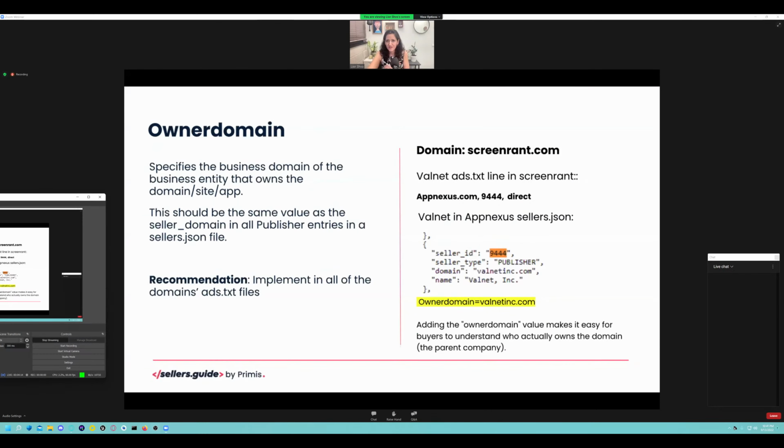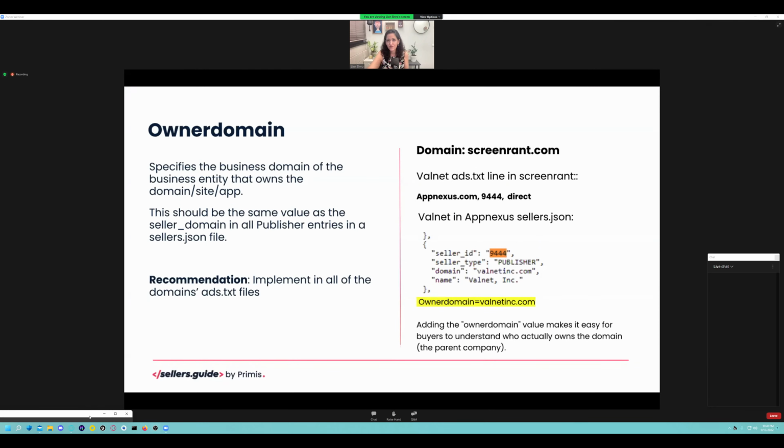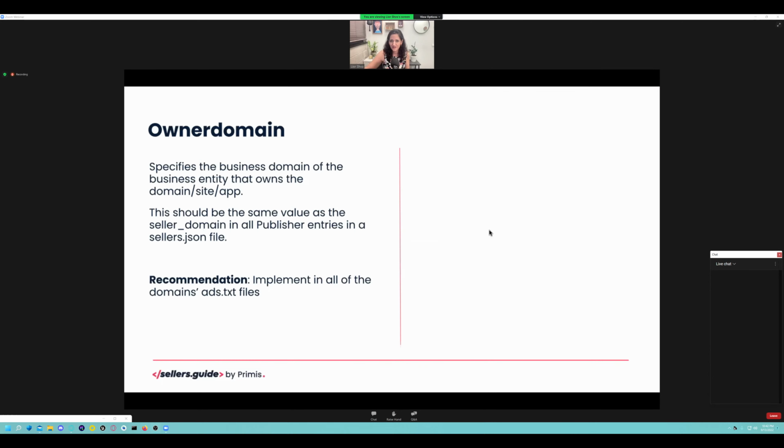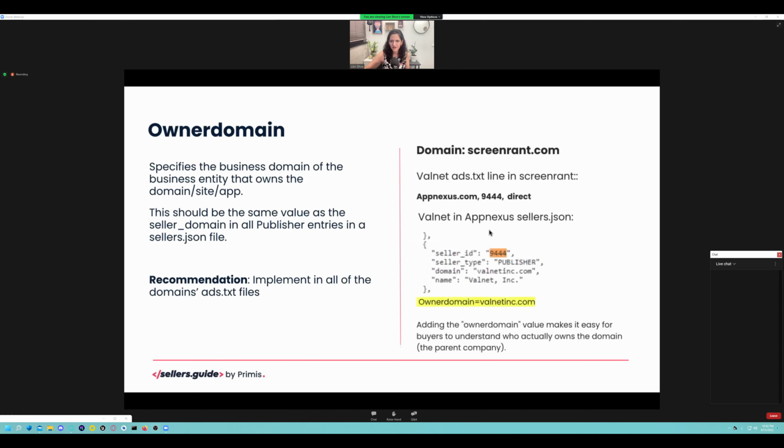So in this case, we see the domain, which is screenrant.com. And this is a domain that belongs to a company called Valnet Inc. And you can see here the line that they have with AppNexus, 9444, which is the seller ID, and the relationship is direct because they own this domain. On ScreenRant, they are direct. They are the owners of the domain. So what should ScreenRant or Valnet add in their Ads.txt file? You can see here in the yellow, owner domain equals valnetinc.com. And valnetinc.com equals the domain in the sellers.json file of AppNexus.